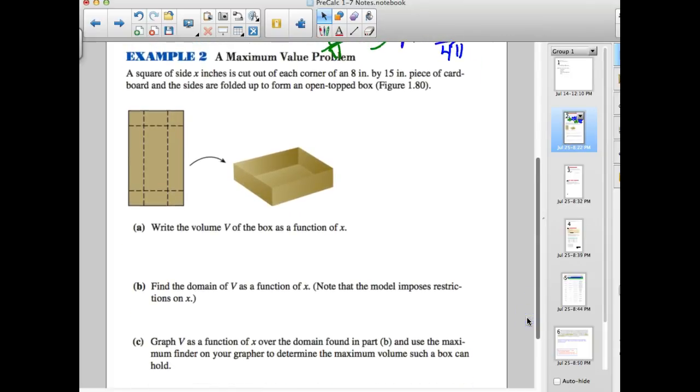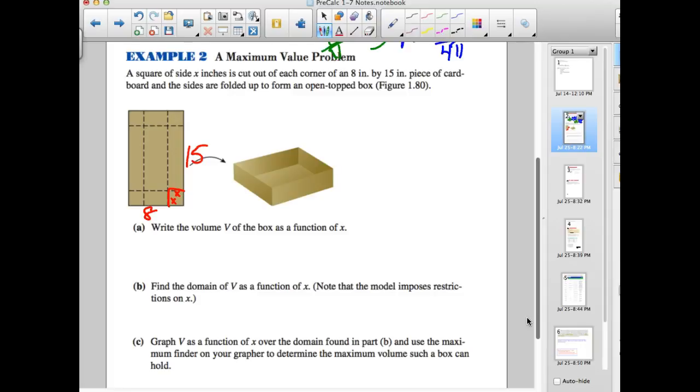All right, our second example. You've done this type of question in Algebra 2. We're trying to maximize the volume of a box. So we are given that we have a square of side x inches that's being cut out of each corner. So this little square here is going to be an x by x square. The original cardboard was 8 inches by 15 inches. And we're going to cut these little square corners out and then fold along the dotted lines to make an open box.